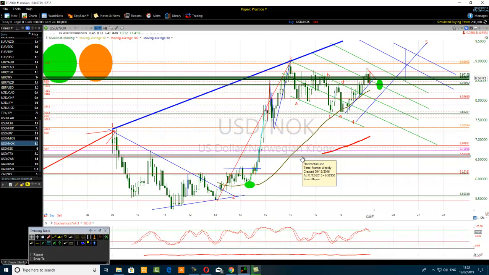When we are talking about A, B, C, D, E, it is normally in a triangle. Sometimes you see it in a channel like this. So don't think that A, B, C, D, E is always in a triangle. It's a consolidation. A consolidation can be a channel. A consolidation can be a triangle. All right? That's it.